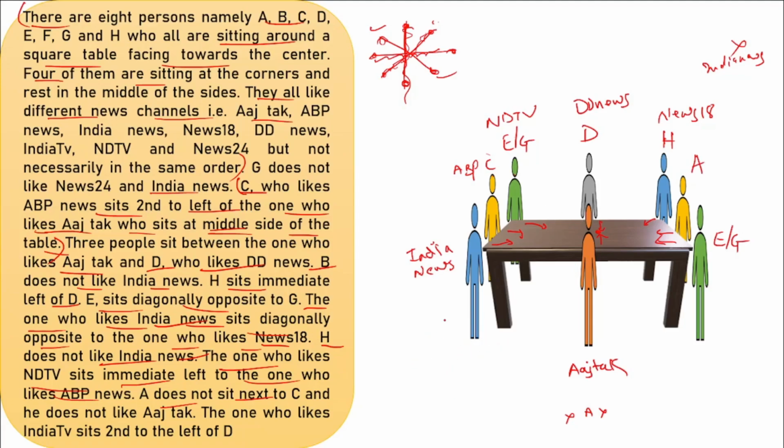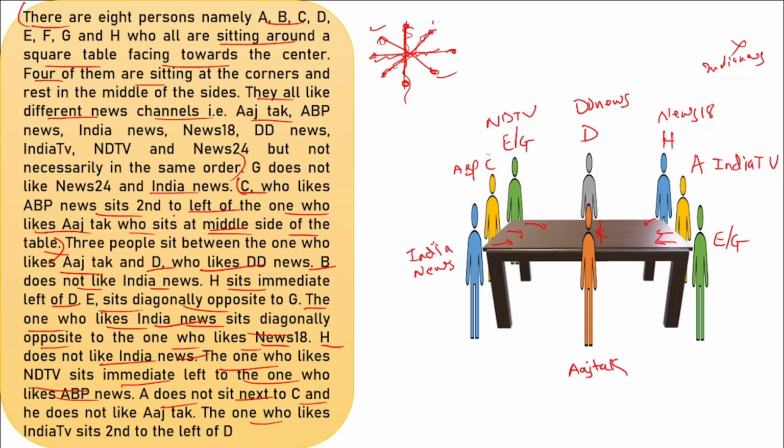So now let's move to the next point. C, A is not next. Okay, we are done with this point. The one who likes India TV sits second to the left of D. So India TV second to the left of D. This is D. Second to the left would be A. A likes India TV. It's clearly mentioning you.